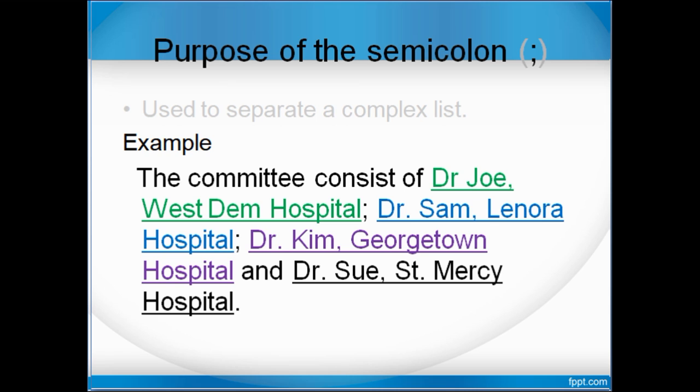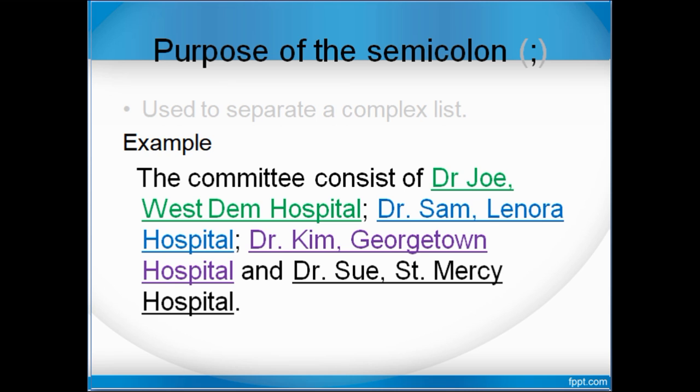And then Dr. Sam is from Lenora Hospital, Dr. Kim is from Georgetown Hospital, and Dr. Sue is from St. Mercy Hospital. If we just had persons named there, Dr. Joe, Dr. Sam, Dr. Kim, and Dr. Sue, it would have been a simple list. But along with their name, there's also other information stating which hospital they are from. So that makes it a complex list because each item has more than one component within it.